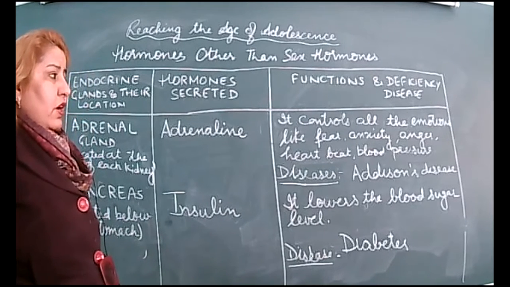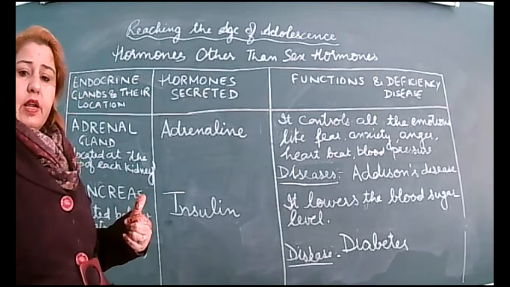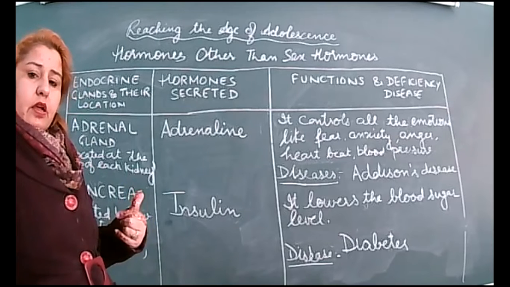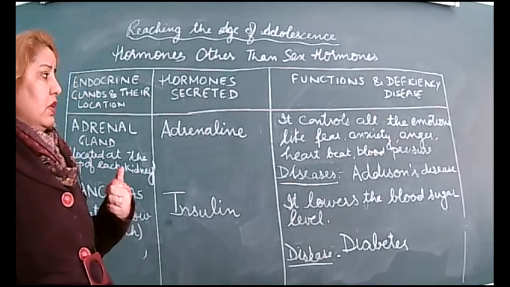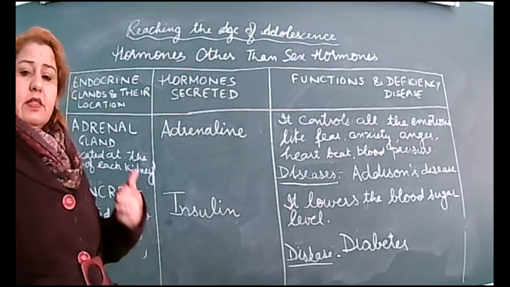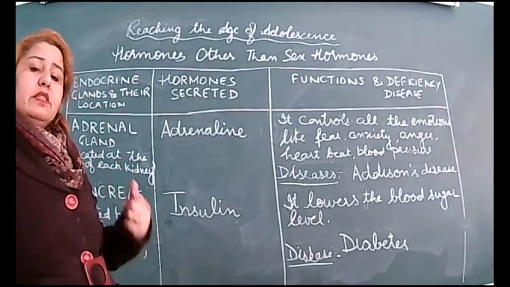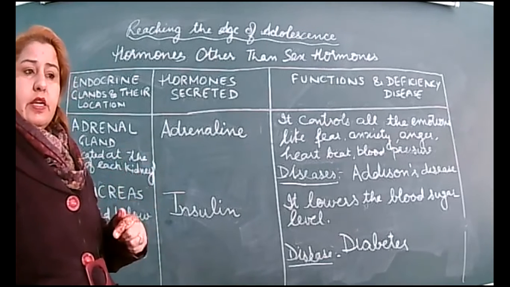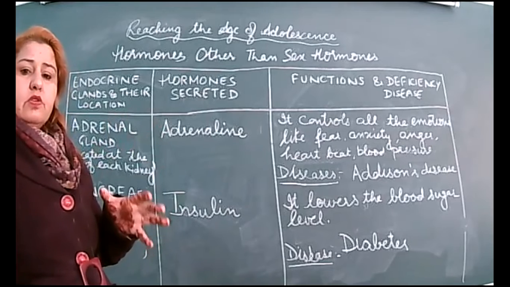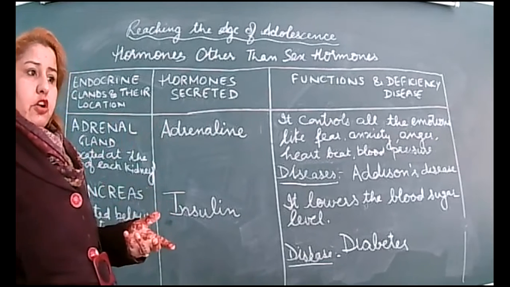ठीक है, these 4 glands we discussed. Number 1, the pituitary gland. First, we had discussed the pituitary gland, that is the master gland. Okay, why is it called the master gland? Because it mostly controls all the glands, the functioning of the glands.